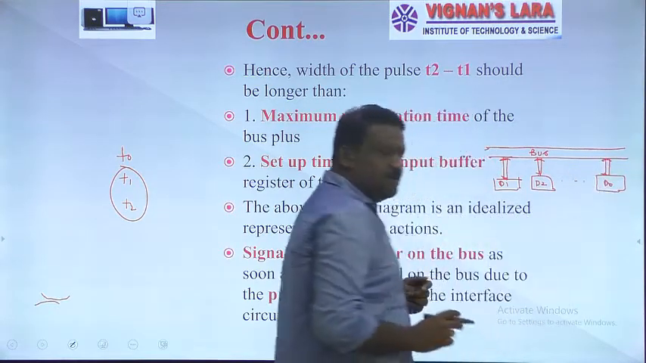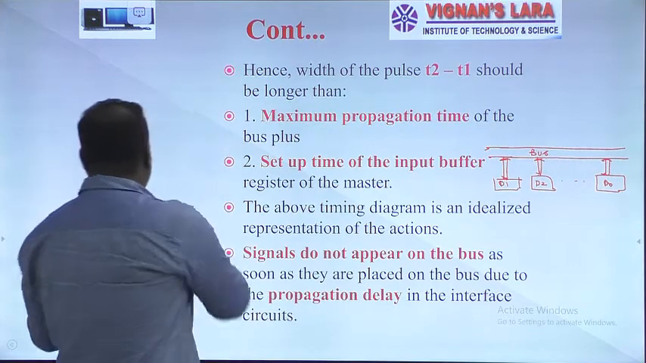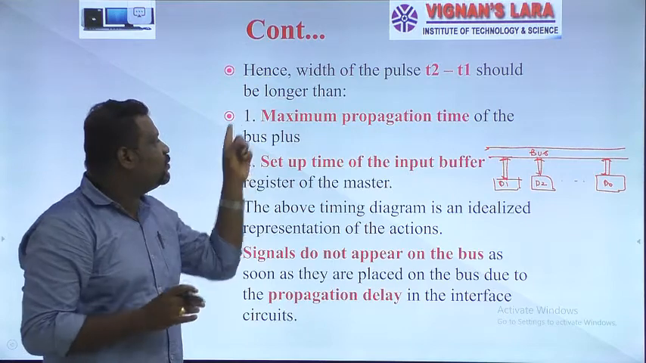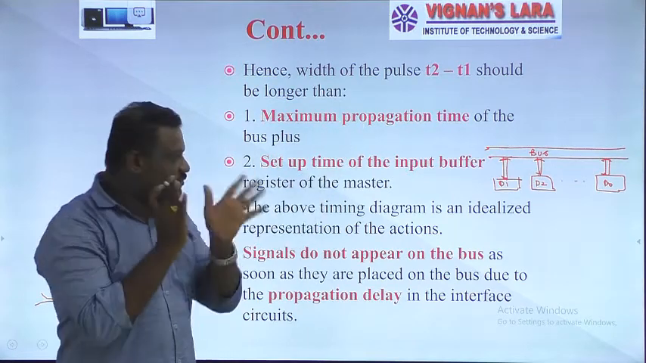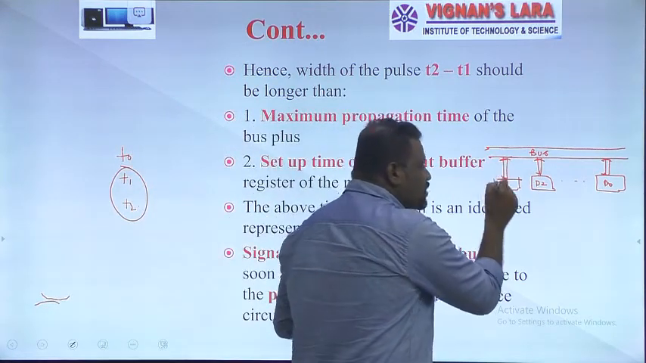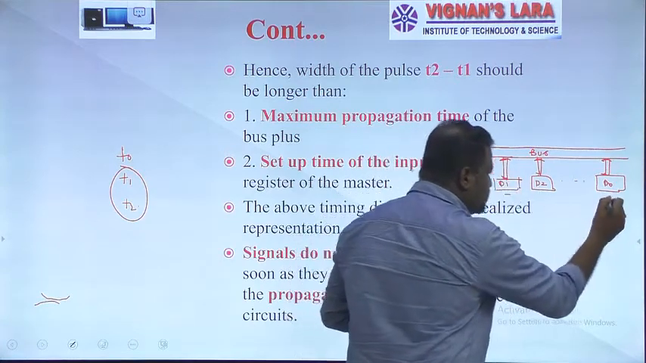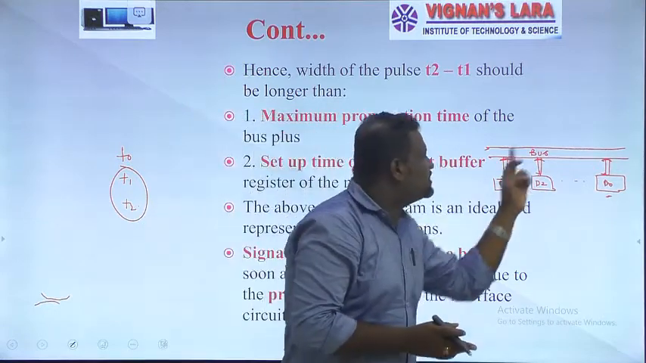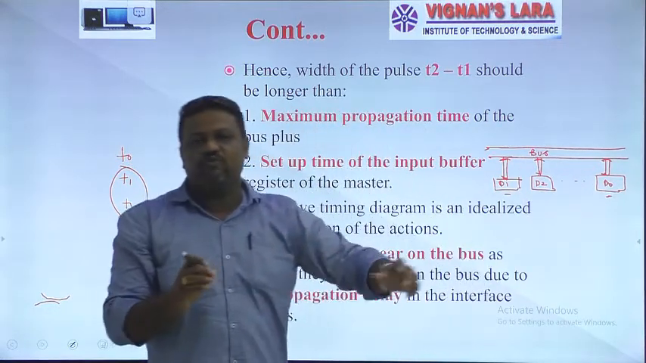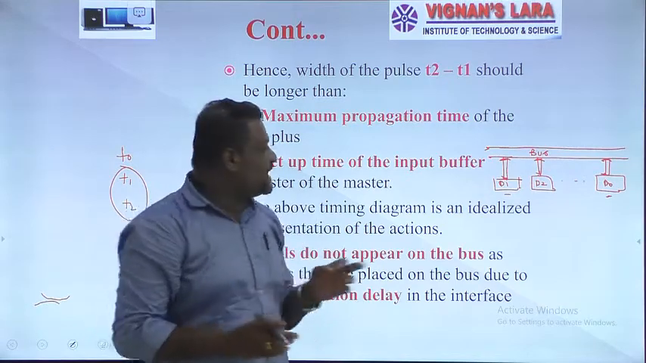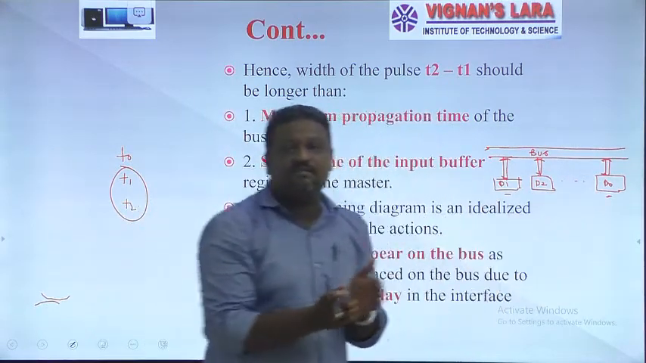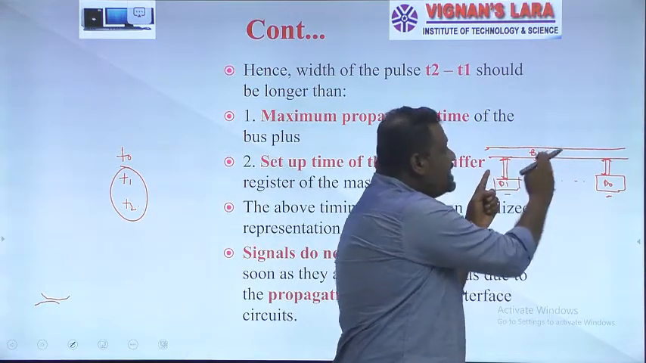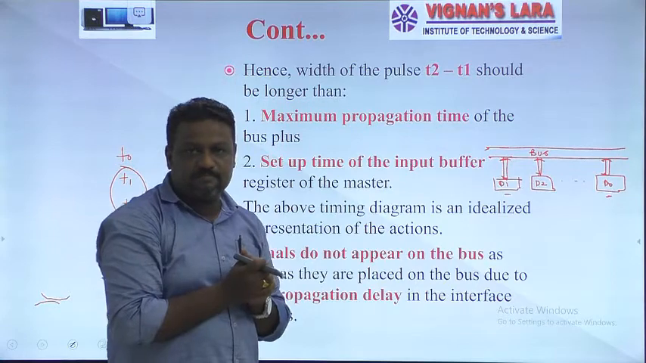Fine. So the important thing is that the time difference T2 minus T1 should be longer than two important things. One is the maximum propagation time. For example, if I want to transfer data from device 1 to device N, it takes the longest time because the distance between device 1 and device N is too far. So transferring data from D1 to Dn takes much more time compared to transferring data from device 1 to any other device connected to the bus.